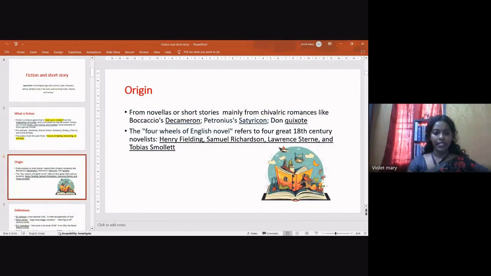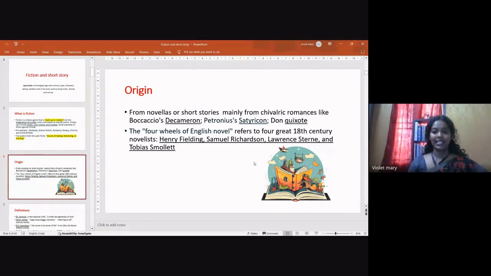Then we can go into the origin. Boccaccio's Decameron will be the precursor to the novel, and it also formed the basis for the short story. And Petronius' Satyricon. Don Quixote. Don Quixote was published in which year? It's a precursor to the novel form.